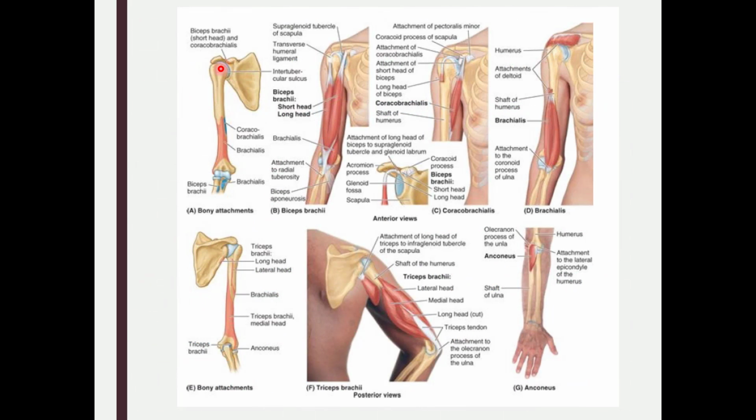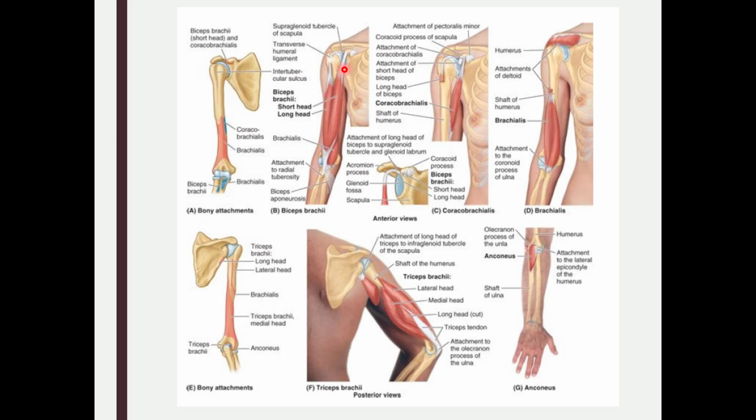See here in this diagram, they have shown all muscles, their origin and insertion. See here, this is the biceps brachii and the coracobrachialis muscle, which originate from the coracoid process of the scapula. This is the coracoid process of the scapula. The coracobrachialis will be inserted on the middle part of the humerus bone.